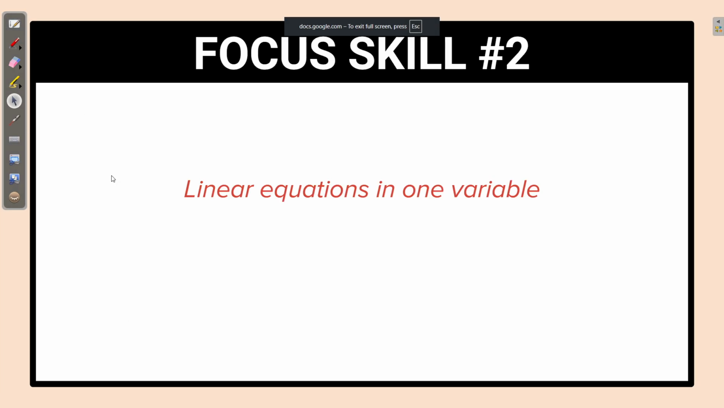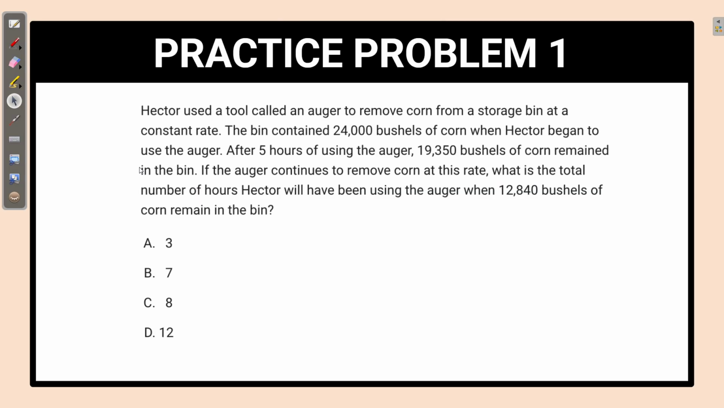So let's go to the next question. These next 2 questions are going to be based on linear equations in one variable. So we have another word problem.